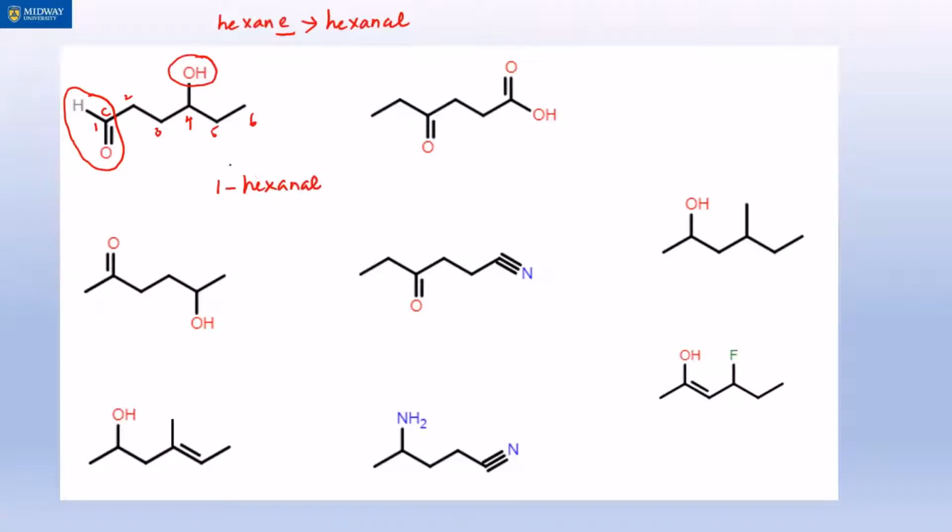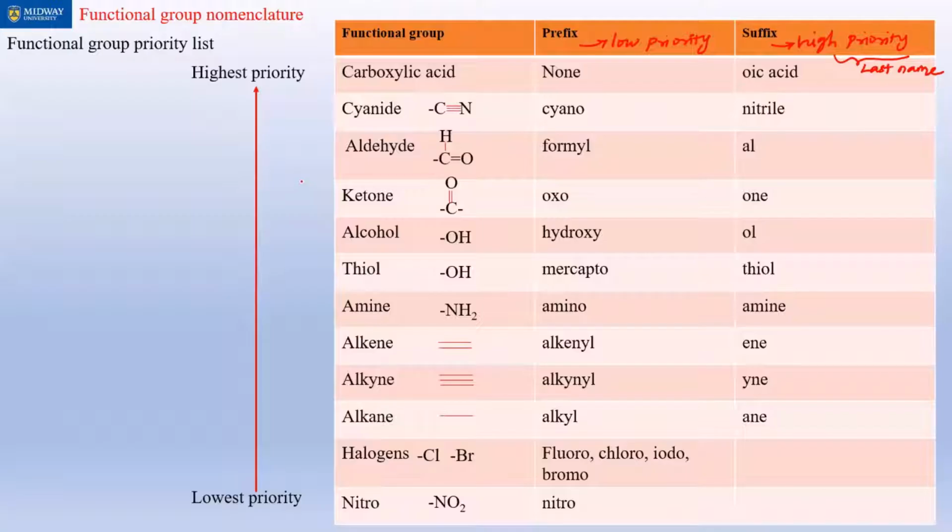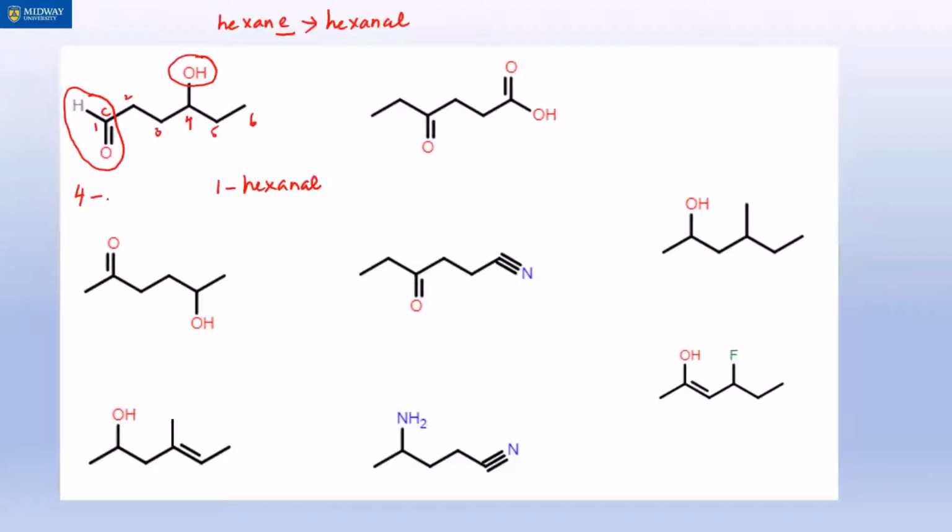How do we go about the first name? Well, the second functional group is in the 4th position, so write 4. And what is the alcohol if it's a low priority group? If the alcohol is a low priority group, you call it hydroxy. So if we go back, 4-hydroxy-1-hexanal, and that's it.